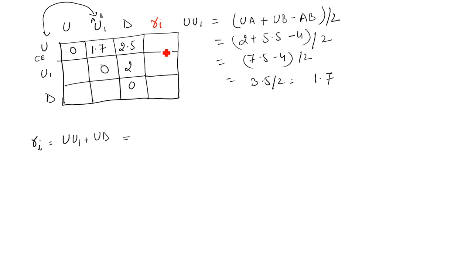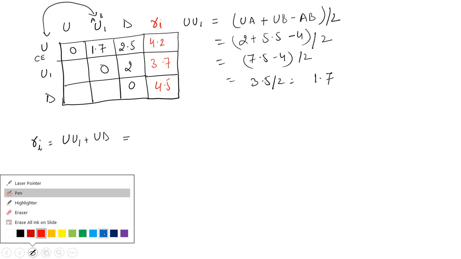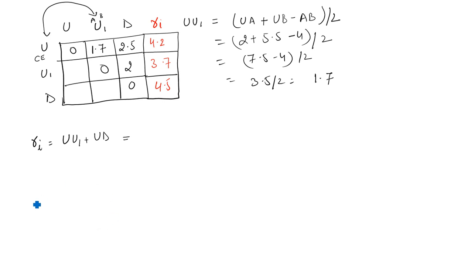This will become 4.2. Now this will become 2 and 1, 3.7. This one will become 4.5. So this is the Ri we have calculated. Now again we have to calculate the D dash matrix.